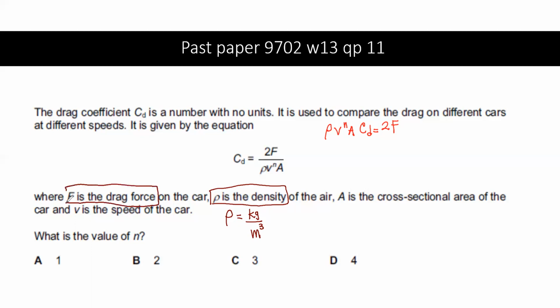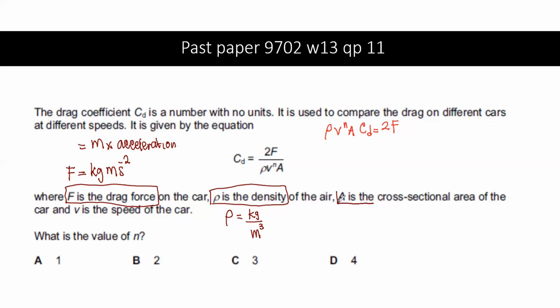F is the drag force. So F in SI unit is in kilogram meter second minus 2. This comes from mass times acceleration. The unit for mass is kilogram. The unit for the acceleration is meter second minus 2.